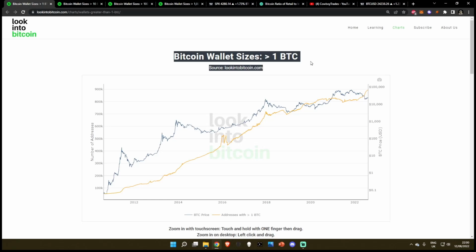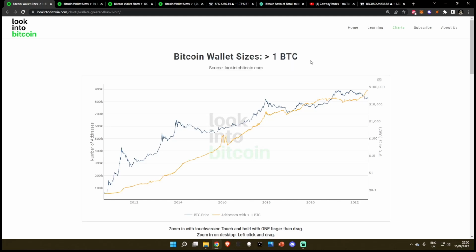Price continues to move down, they sell more. Price moves down, sell more. Price moves down, sell more. Price goes up, buy, buy, buy, buy, buy. So that is really as simple as retail is.